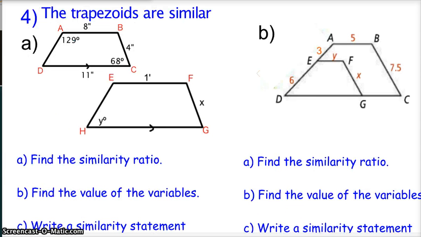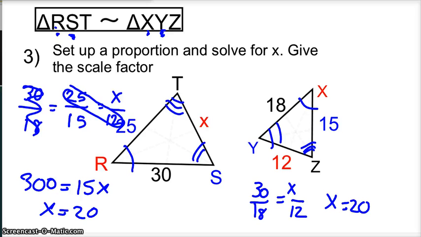Problem 4 is stating that the trapezoids are similar. It's asking for the similarity ratio. Oops, I don't think I finished the last one. The last one was asking for the scale factor or the similarity ratio. The similarity ratio would be, let's see, reduce 30 over 18, 25 over 15, and now we know that x is 20. The similarity ratio is a fraction that all of these reduce to, which would be 5 over 3. That is the similarity ratio to get from one to the other. So think about a dilation there.